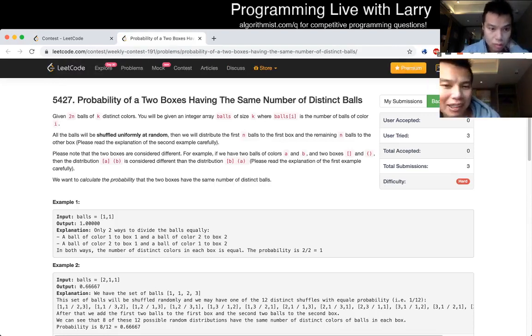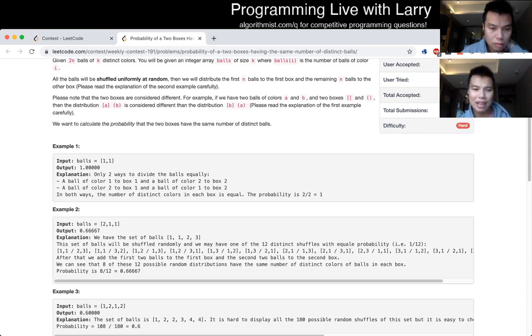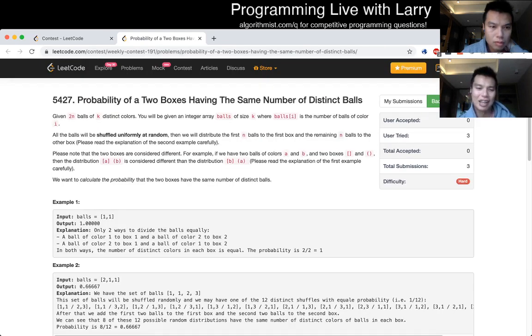Q4, probability of two boxes having the same number of distinct balls. So this one, I think I read through it. There's no way I possibly read this quickly, right? But I scanned it, and that's why I solved the wrong problem for the first half an hour or so.